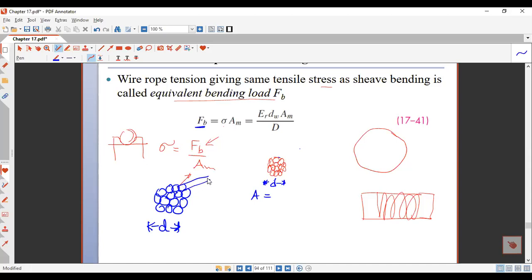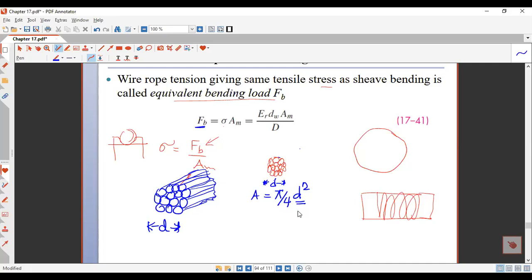So what's going to be the area? This is going to look somewhat like this, right? So what's going to be the cross-sectional area? Let's say if I take a section, what is going to be the area of this section? Pi by 4 d square. Okay, pi by 4 d square, and this d will be the diameter of the rope.